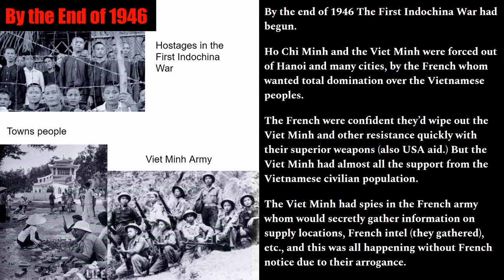So by the end of 1946, the First Indochina War had begun. This is the war between France and the Vietnamese citizens slash Viet Minh in Vietnam. Ho Chi Minh and the Viet Minh were actually forced out of Hanoi. The French didn't just target the South, they were targeting all of Vietnam. They were spread out, and they were winning. They wanted total domination in Vietnam. They wanted the Vietnamese citizens back in the factories working for them. But the Vietnamese citizens had a glimpse of what freedom looked like, and they wanted it. A lot of people began working with the Viet Minh.